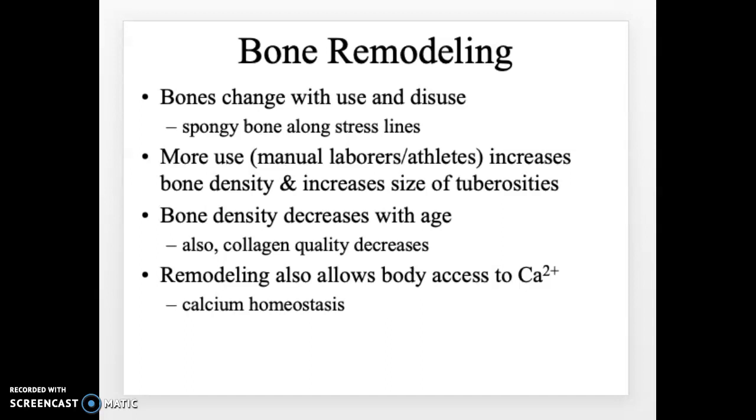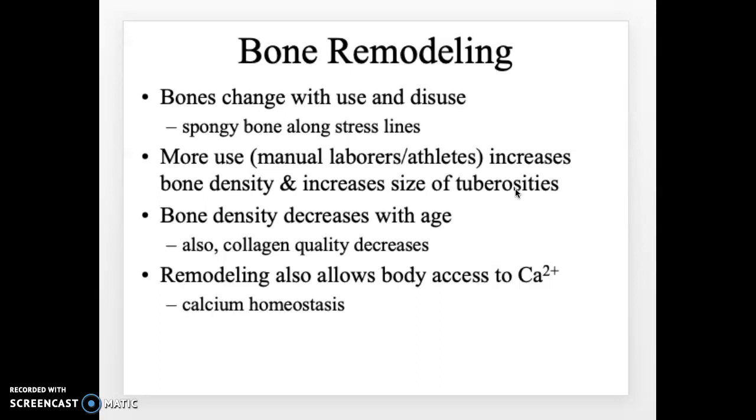So something really cool with bones is they are able to remodel. So they grow and shrink based on the amount of use. So the more that you use them, the greater the density is and the greater the size of the tuberosities are. Tuberosities are little sites of muscle attachment. So the more your muscles are pulling on the bone, the bigger those tuberosities get.